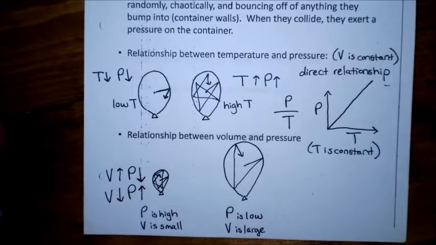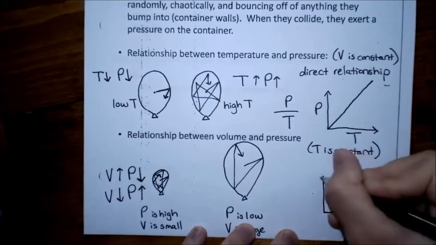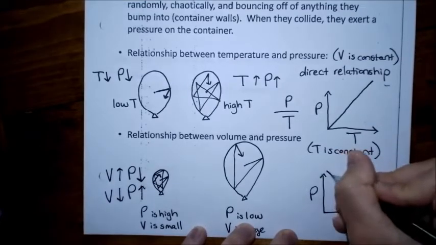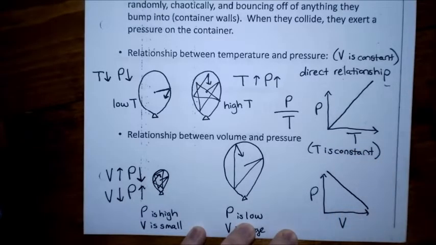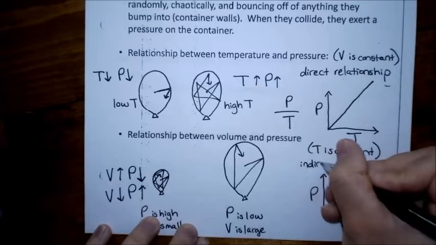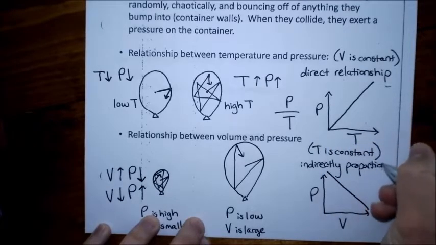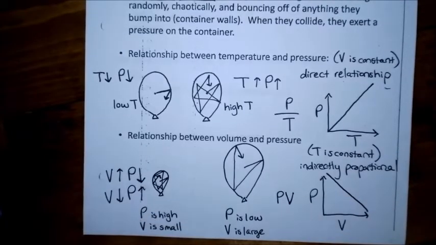They are indirectly proportional. So if you were to graph pressure versus volume, you would see an inverse graph, a line steadily decreasing. And in an equation, since it's indirectly proportional, P and V are going to be side by side. They're going to be on the same side of the equation.